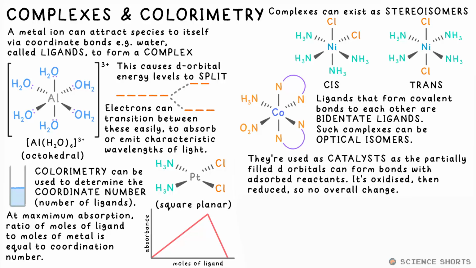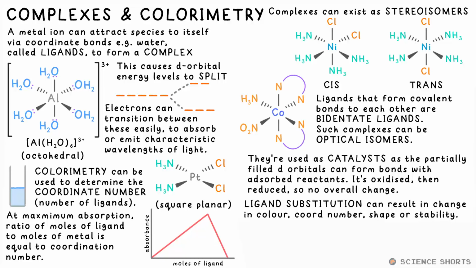Catalysts are often transition metals due to the partially filled d orbitals being used to form bonds with adsorbed reactants, aided by the fact that they can exist in varying oxidation states. It's oxidized in the first step, then reduced back to its original form in the second, so it experiences no overall change. The ligands around the central ion in a complex can be substituted, leading to a change in color, coordination number, shape, or stability.